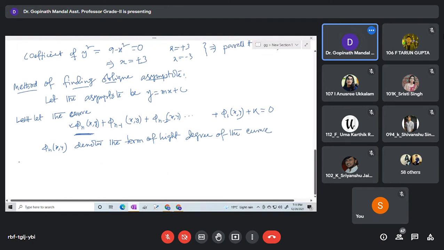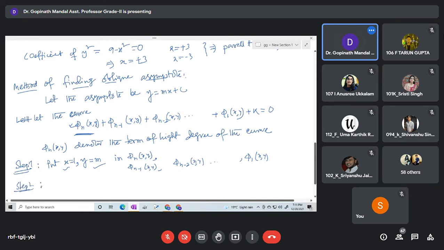So first, step 1, put x equal to 1 and y equal to m in phi n xy, phi n minus 1 xy, phi n minus 2 xy, all the terms. The last term will be phi 1 xy. Put just x equal to 1 and y equal to m.